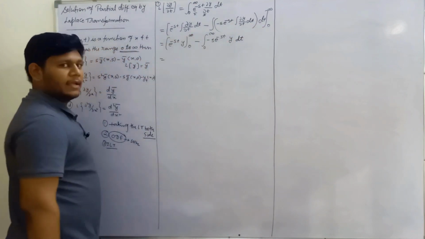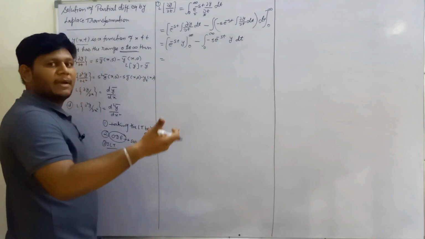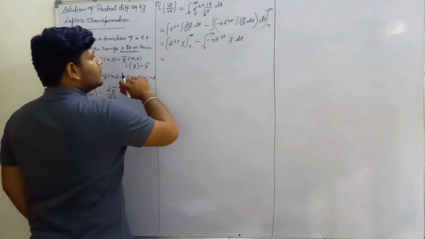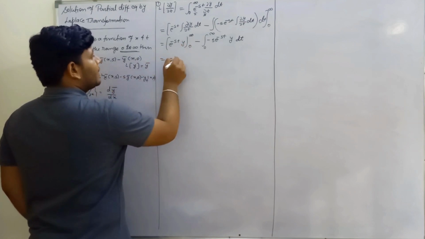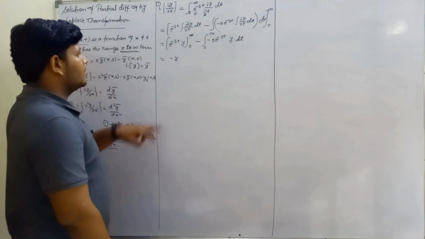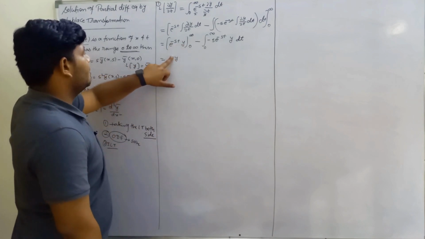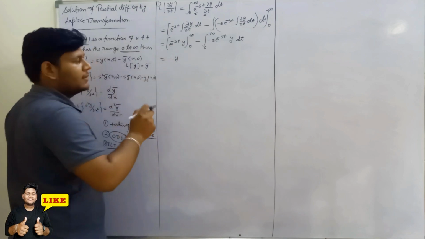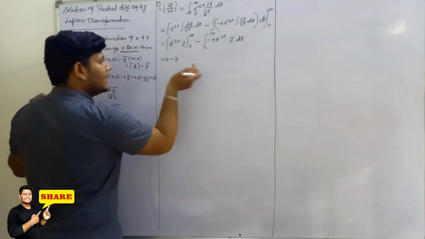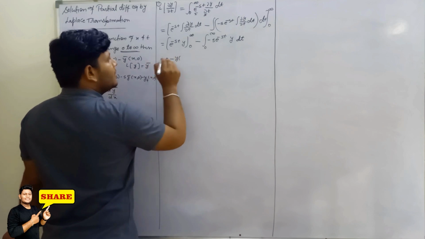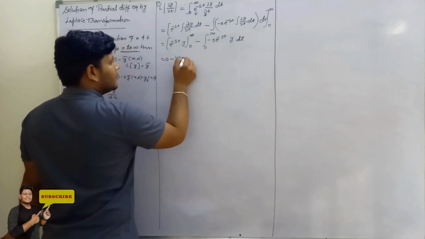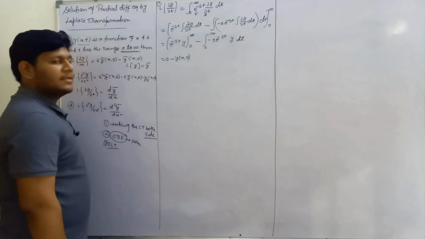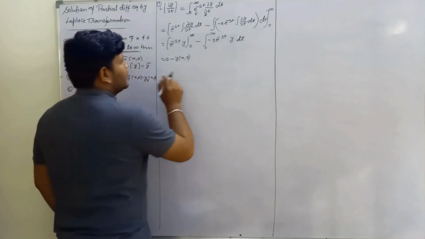If I put infinity here, it will be 0, since e to the power minus infinity is 1 upon e to the power infinity, and 1 upon infinity is 0. And if I put 0 here, this is the minus of y, because it is the lower limit. So the first term is 0 and the second is minus y, and it is nothing but y(x, 0).